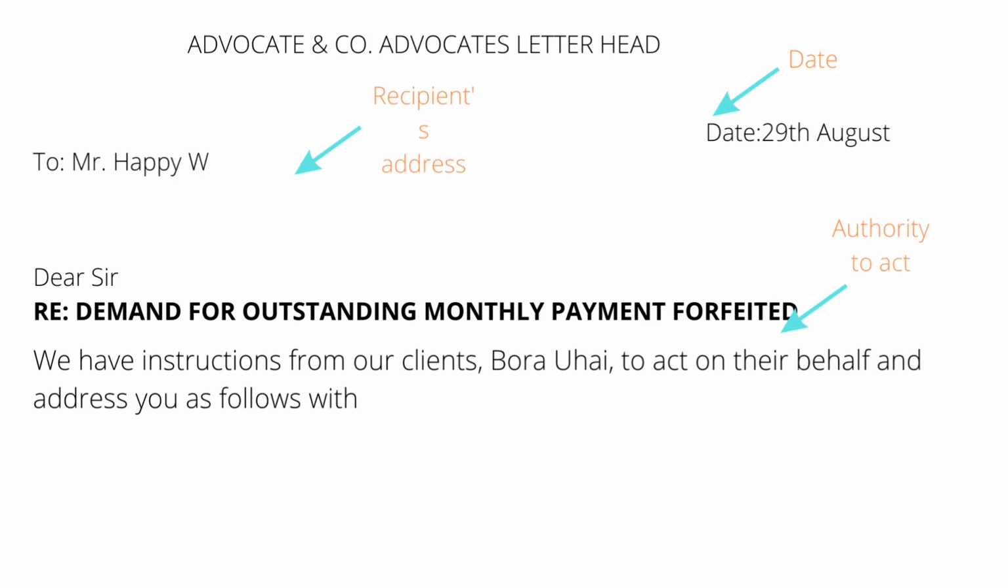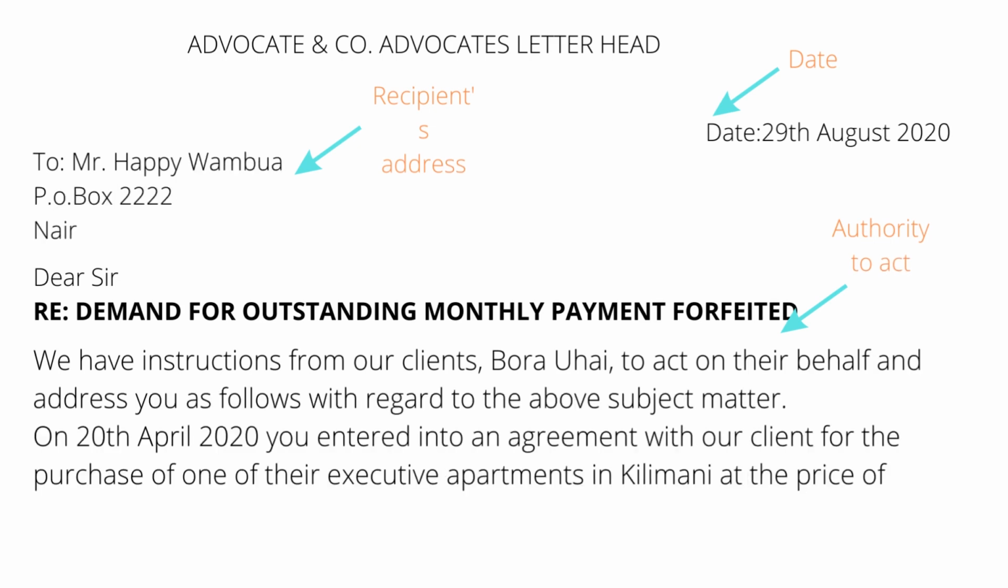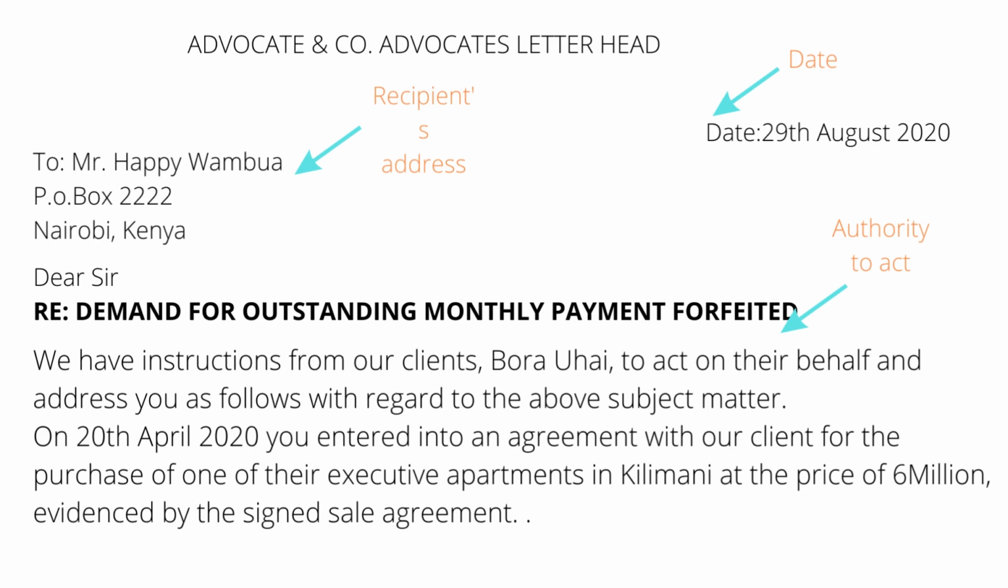There you can see you have your header, advocate and company advocates, and then we have the date there, 29th of August 2020. We have the recipient's address, Mr. Happy Wambua, and then the subject matter, which is demand for outstanding monthly payment forfeited. Then we see the authority to act, which states we have instructions from our clients, Borau High, to act on their behalf and address you as follows with regard to the above subject matter. On 20th April 2020, you entered into an agreement with our client for the purchase of one of the executive apartments in Kilimani at the price of 6 million, evidenced by the signed sale agreement.